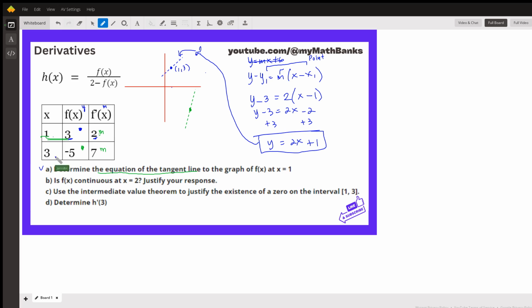Now, if the question is, what is the equation of the line tangent to f of x at x equals 3, then you will just do the same equation, but you will change the slope to 7. And of course, this will be your x1 and this will be your y1.